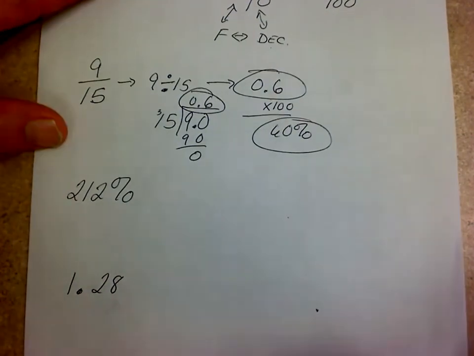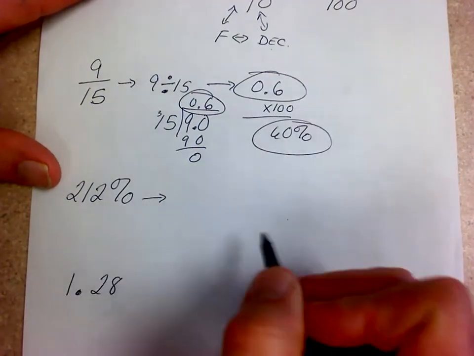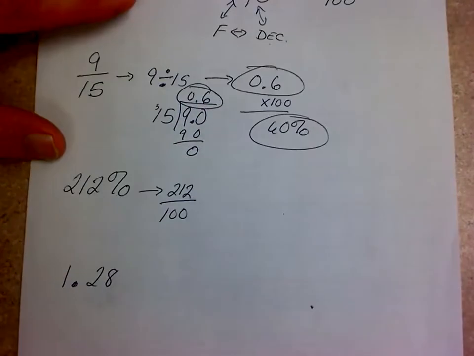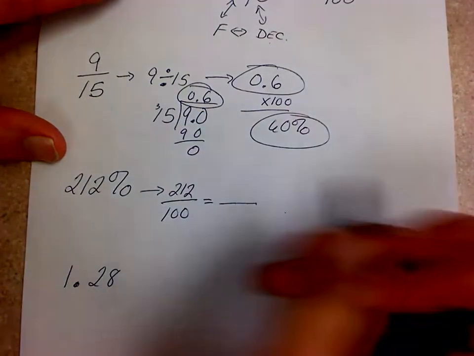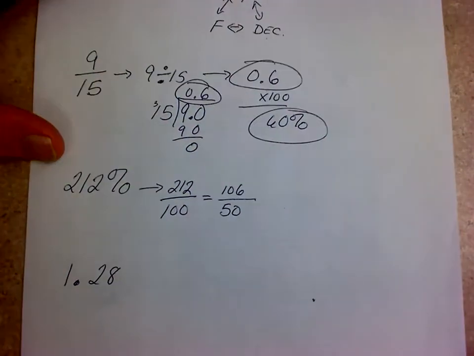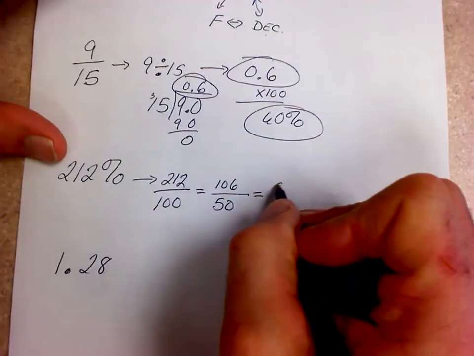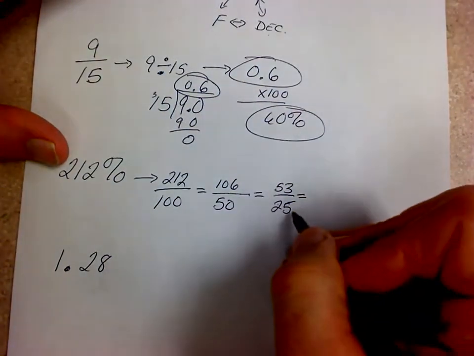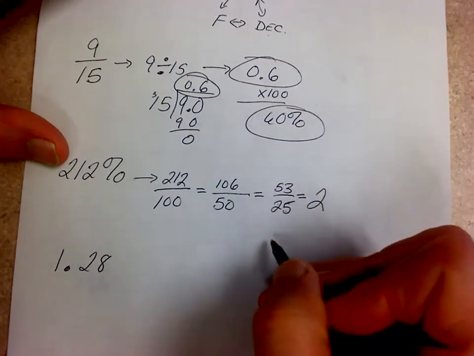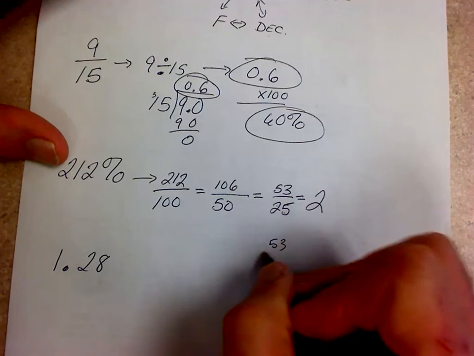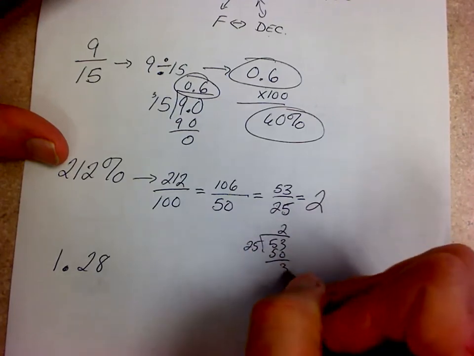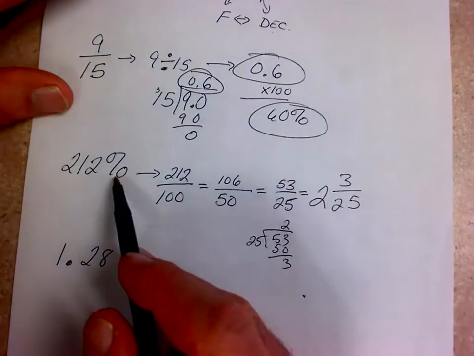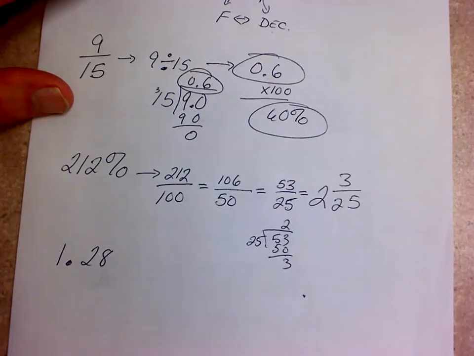All right, we're given a percent. Percents are out of 100, so 212 out of 100. We got our fraction. I'm going to simplify. 106 over 50, 53 over 25. We could get two 25s, and we got 3 left over. So we got 2 and 3 25ths. So now we've got our percent, we've got our fraction. Now we need to get a decimal.